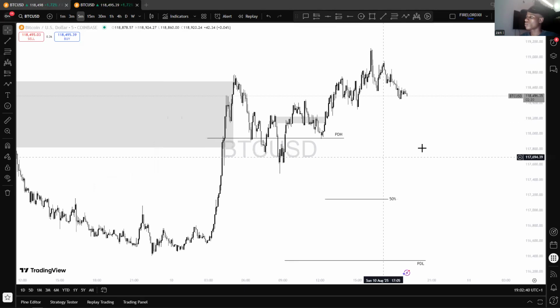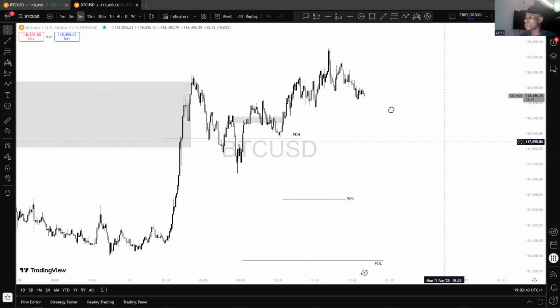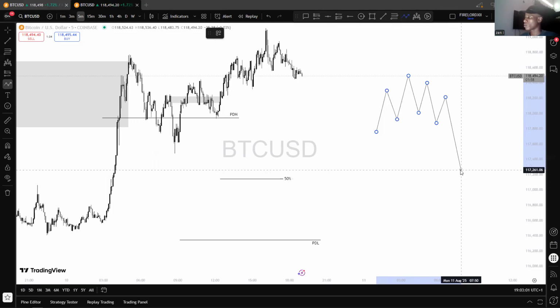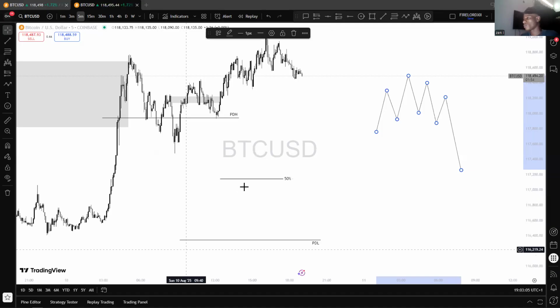All right. So we already got a pattern. We want to see a sweep of range high, pullback, a sweep of that sweep, a pullback, market structure shift, the break of structure, the pullback, we take the trade if we can identify an order block, then follow the price to the opposite side of the range. So now this is previous daily high, previous daily low, 50% of the range.